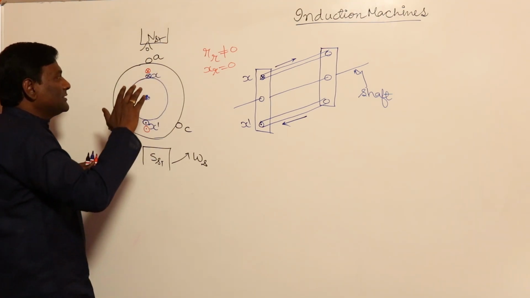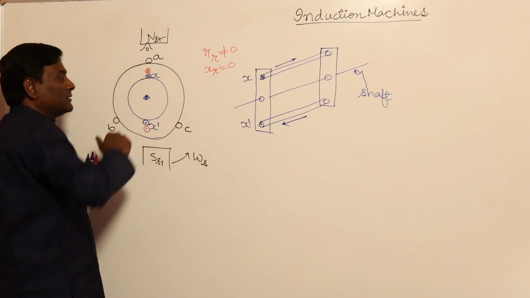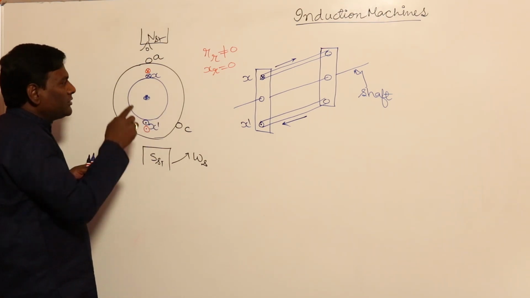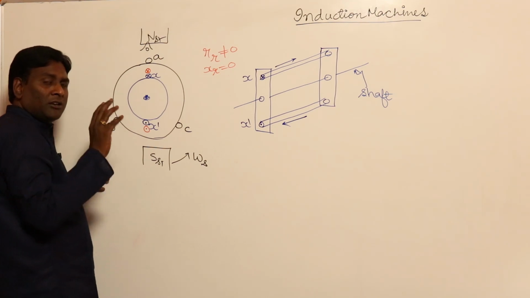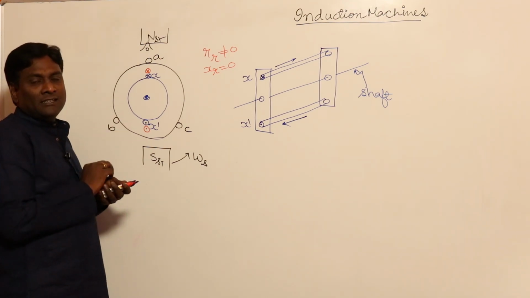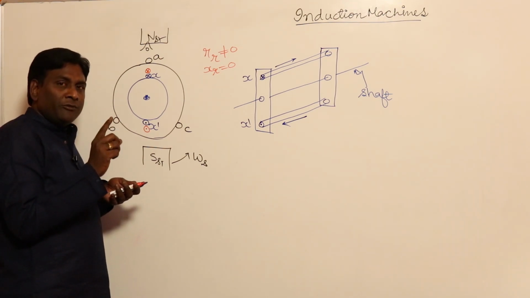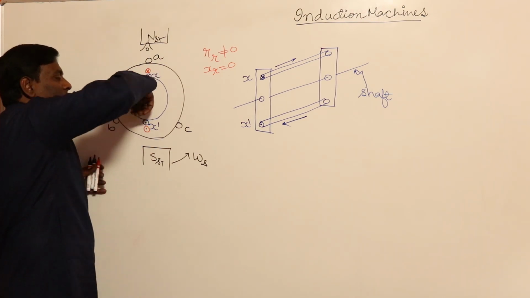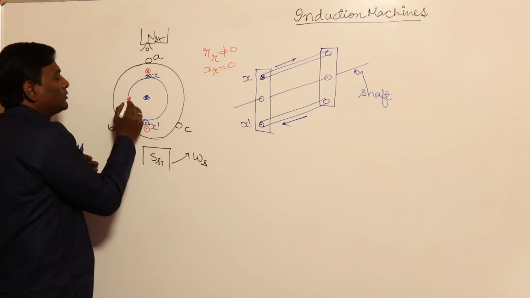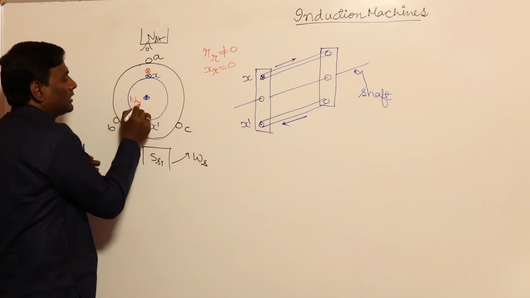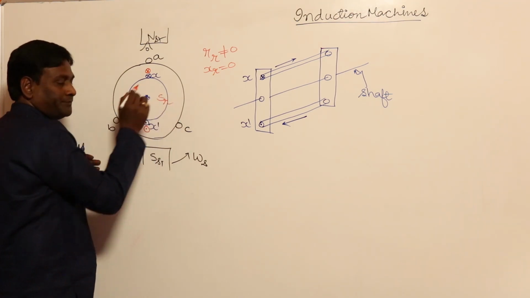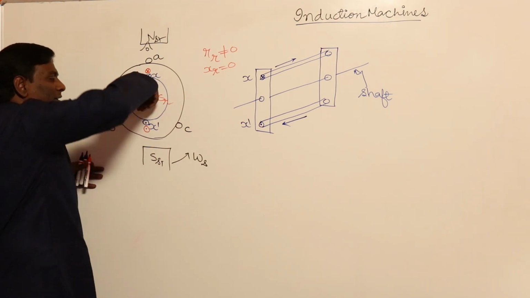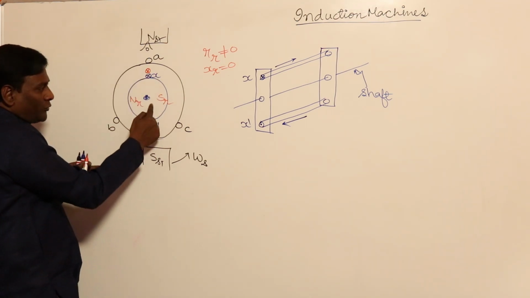As I told you previously also, around this some conductors will be there, and my net resultant MMF will be aligned with the phase axis in which maximum current flows. So this is going to be cross current and this is going to be dot current. This is going to be the N pole of the rotor and the S pole of the rotor. Because of the cross current and dot current, the flux should be in this direction.